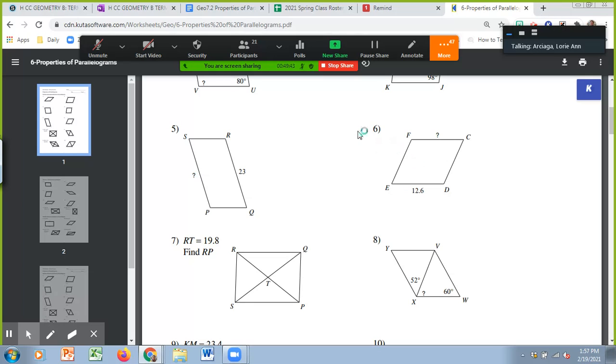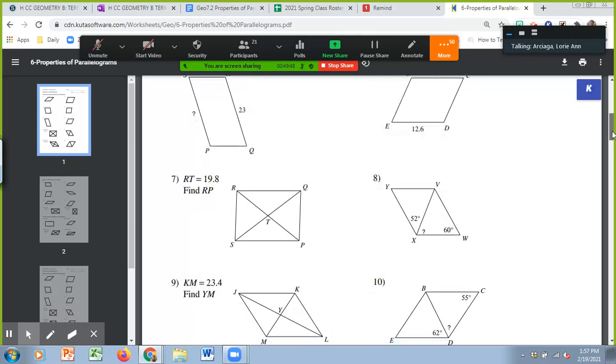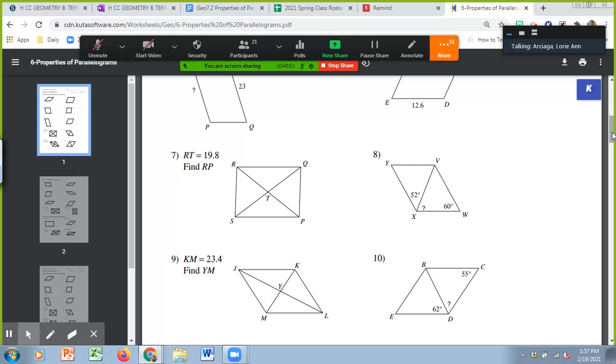What are we on now? Number 6. What's your number 6? 12.6. That's great. Okay, here we go. Number 7. So RT is 19.8. You gotta find RP. What are you gonna do? You gotta double. Very good, because they bisect each other, so that's actually half.